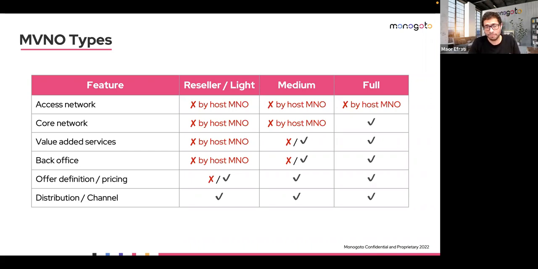Then later on, another type of MVNO arose, which is medium. A medium MVNO is an MVNO, again, without a network, without the core, without the frequencies, but maybe with some value-added services, like an MVNO for foreign workers that might offer a foreign phone number. So if I have an MVNO for Thai people in the US, the person from Thailand can get a Thailand phone number. So value-added services can be little features that make a difference for a specific community.